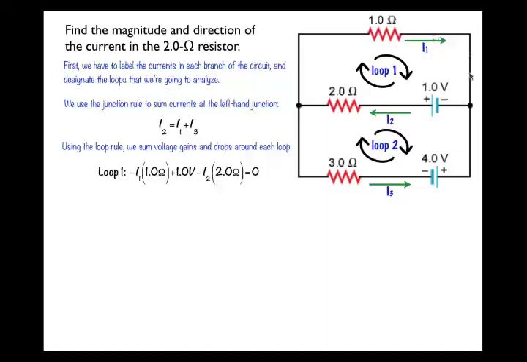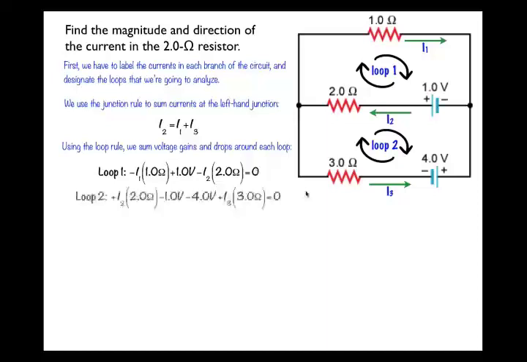Next thing you would run into around that loop is the 1 volt battery, and you would be going from the negative side of the battery to the positive side, so that is an increase in electric potential of 1 volt. And finally, I would run into this 2 ohm resistor. I would be moving with the direction of the current that I assigned, I2, and so that is a drop in electric potential of minus I2 times 2 ohms. I get back to where I started, so those all add up to 0.